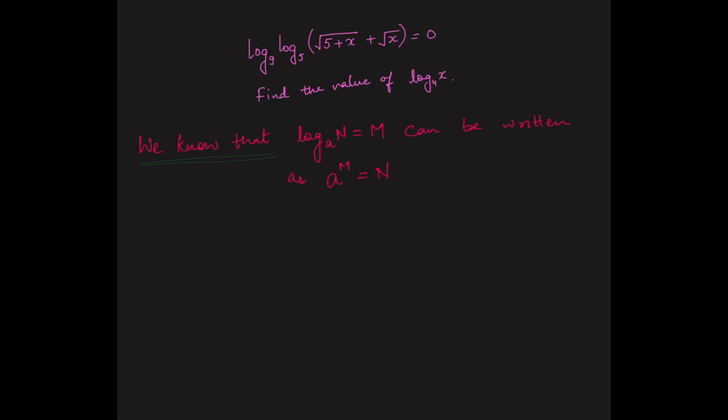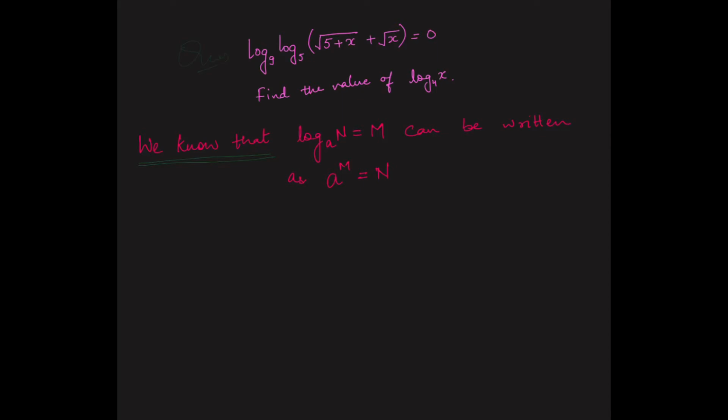All right, wonderful people. I'm here with another question. The question here is: log base 9 of log base 5 of (square root of 5 plus x, plus square root of x) is equal to 0. Find the value of log base 4 of x.